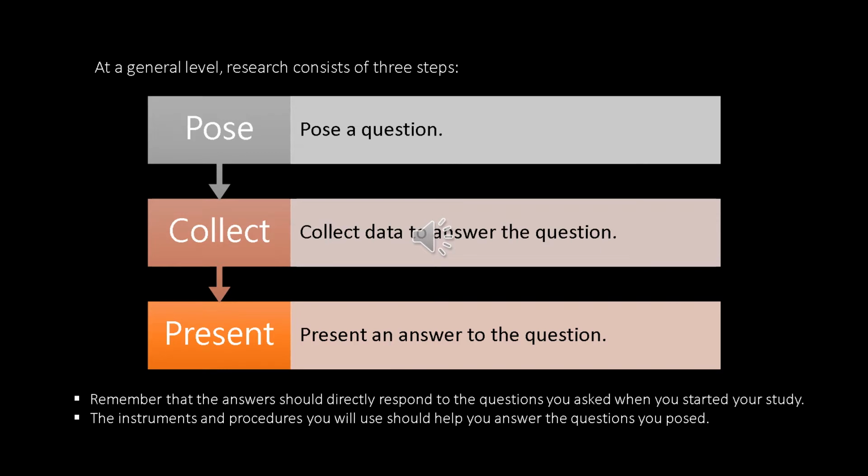At the general level, research consists of three steps. First, pose a question. It refers to the statement of the problem. So this problem is the topic that you want to study. For example, is there a significant difference in motivation when grouped according to profile variable? Or what is the level of conceptual understanding in sciences of grade 7 students? So that is your question or your problem.